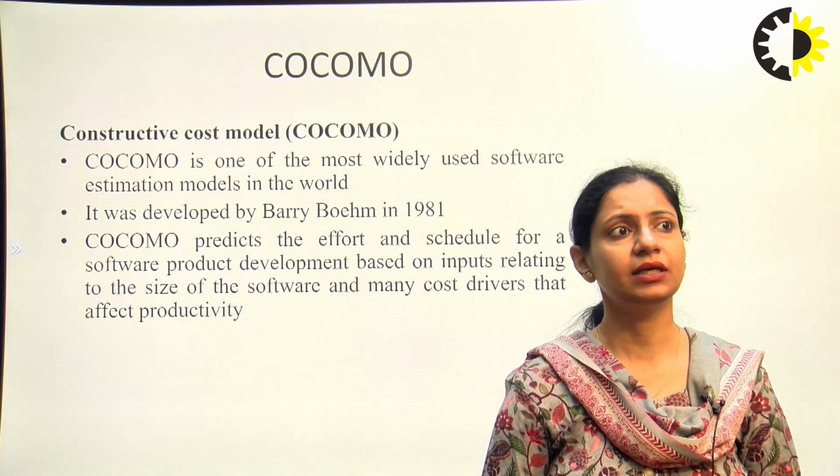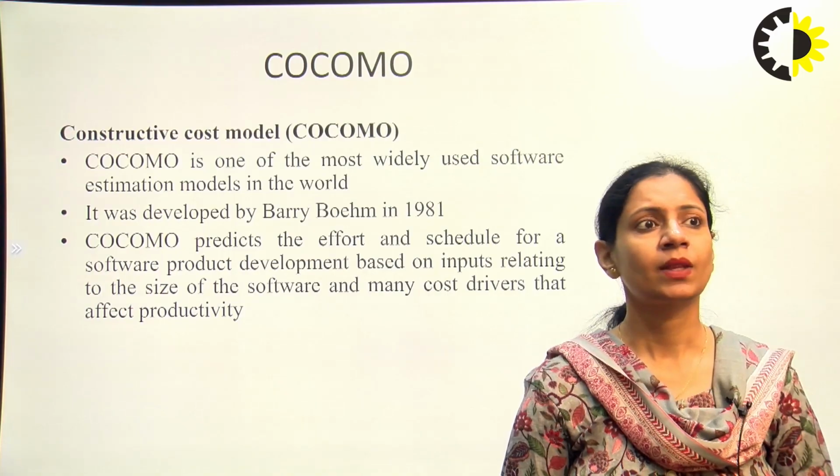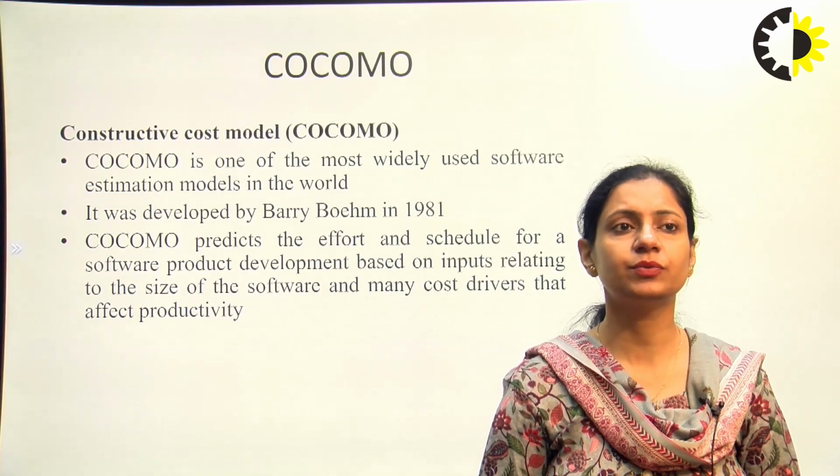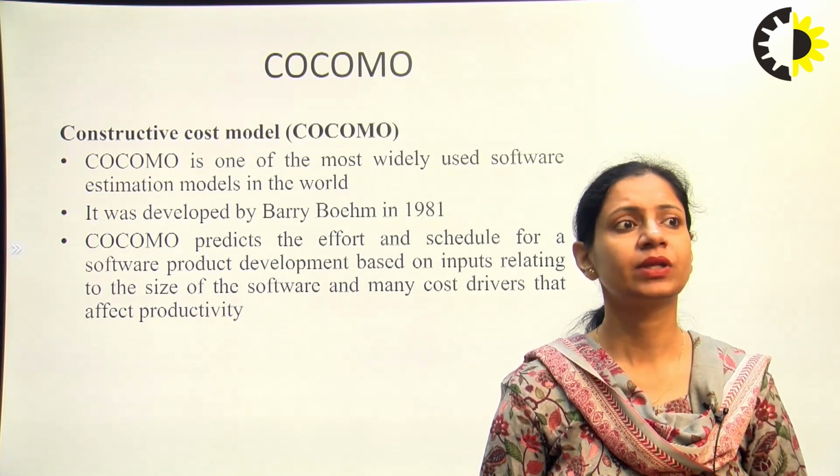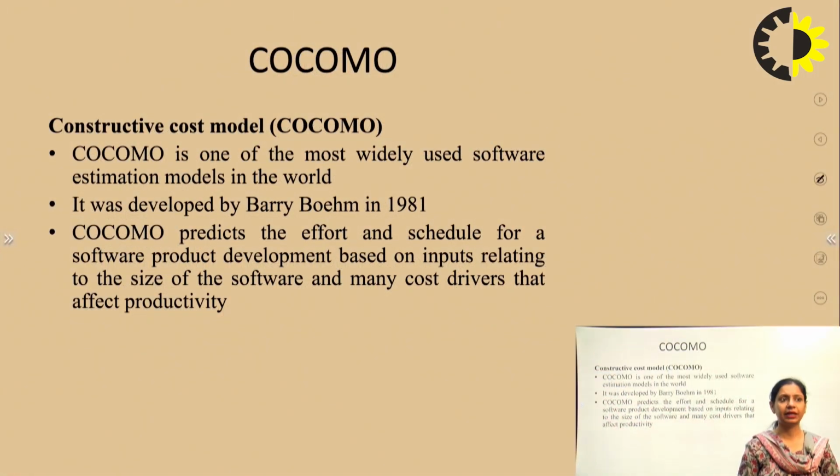It is basically a constructive cost model and is one of the most widely used software estimation models existing nowadays. It was developed by Barry Boehm in 1981, but it is widely used till now. The Cocomo model predicts the effort and the schedule for software product development, based on different inputs related to the size of the software. It also talks about many cost drivers that affect productivity.